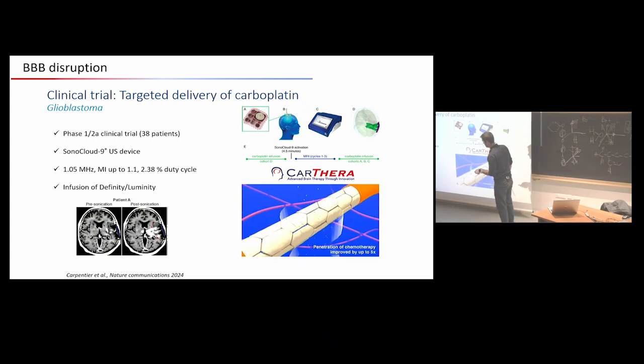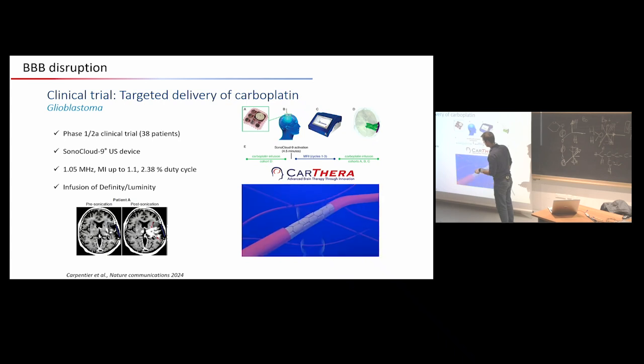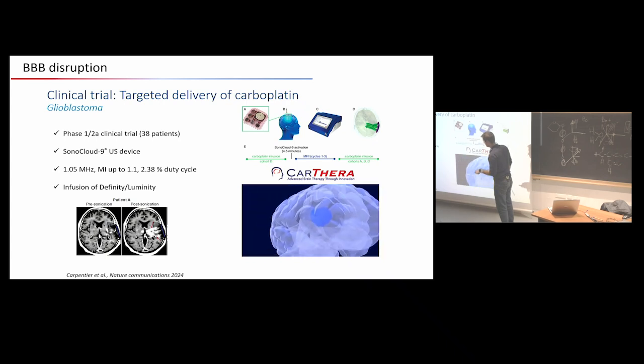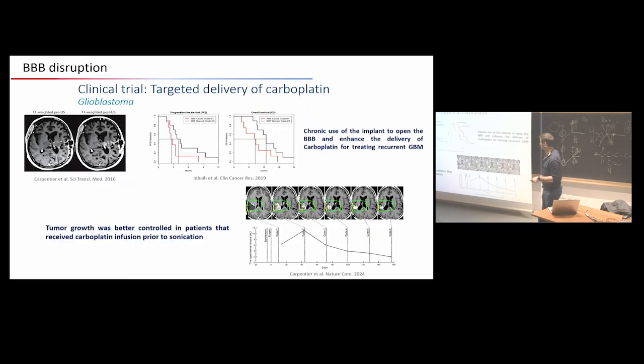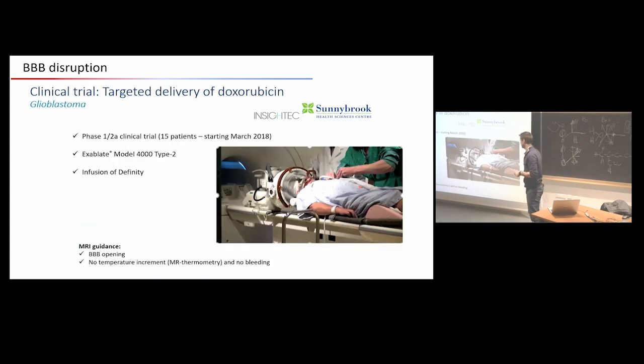And so you see here, this is what they call the SonoCloud 9. They were able to open the BBB over a large volume, and they showed very nice results. This one is from Nature Communications. It was published last year. They show that they were able to open the BBB and to reduce the tumor. So you see, this is the tumor, and they reduced the size of the tumor after many cycles. So it works, and this is very promising.